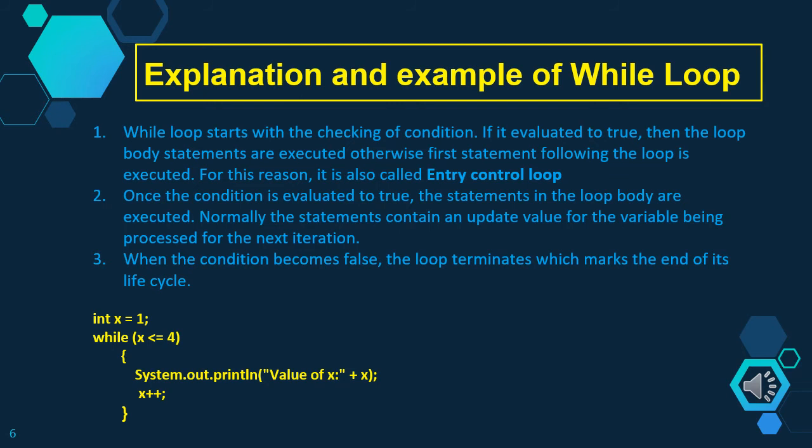Once the condition is evaluated to true, it will execute the statements in the loop body. Normally the statements also contain an update of the variable being processed for the next iteration. When the condition becomes false, the loop terminates, which marks the end of the life cycle of the while loop. An example of while loop is given here. int x equals 1 is the initialization, and while x less than or equal to 4 is the condition to test. In the body we're going to print the value of x and then increment. So while the condition is true, it will print out the value and keep incrementing it.